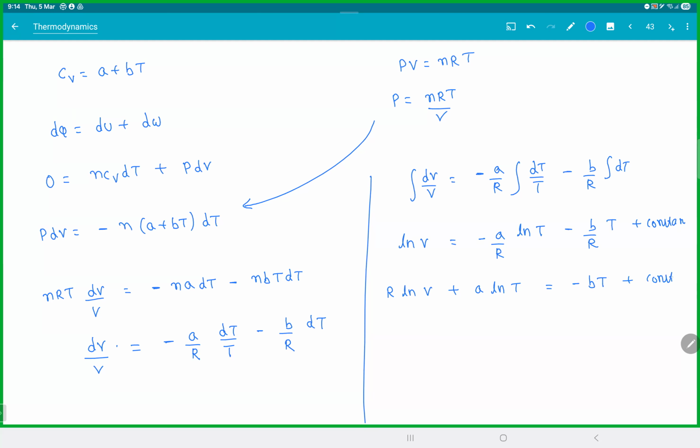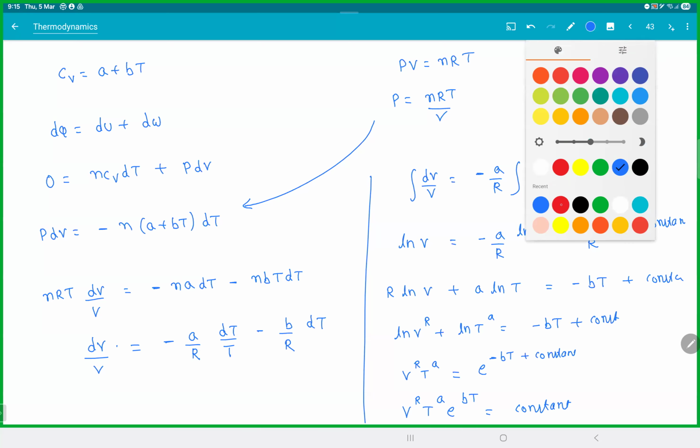So R into constant is another constant. This would be ln V^R plus ln T^A is equal to minus BT plus constant. This would be V^R T^A, exponential will go that side. It will be e^(minus BT plus constant). Bring the e^(minus BT) to this side. This will be V^R T^A e^(BT) is equal to constant. There, that's the relation.